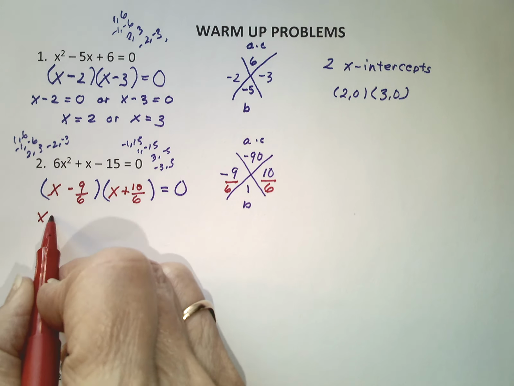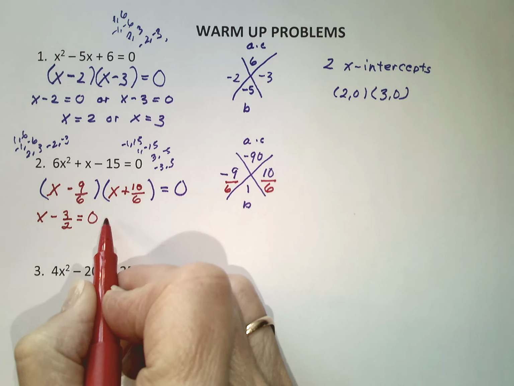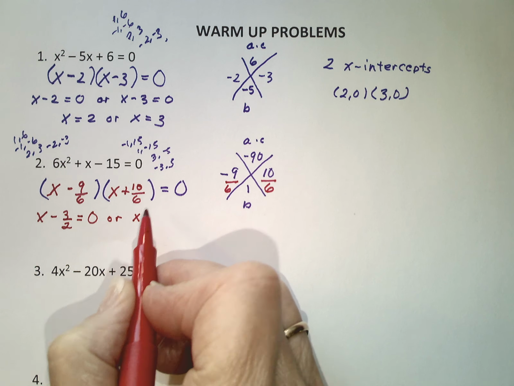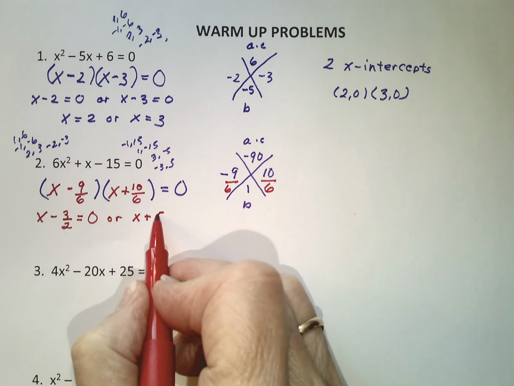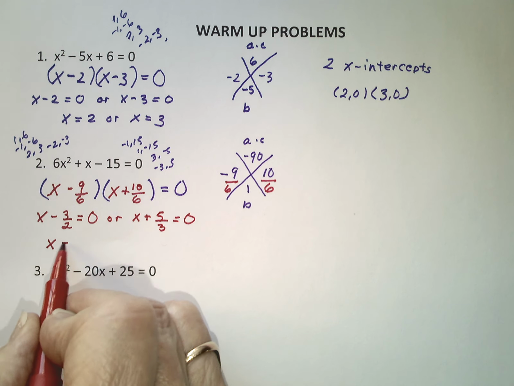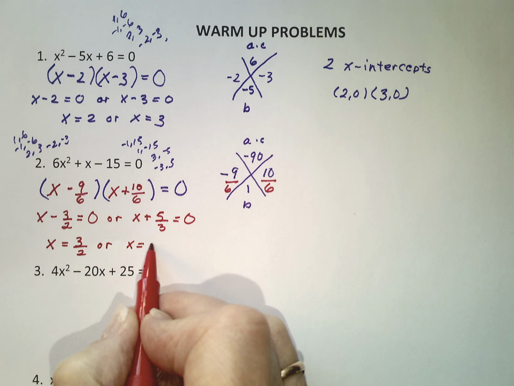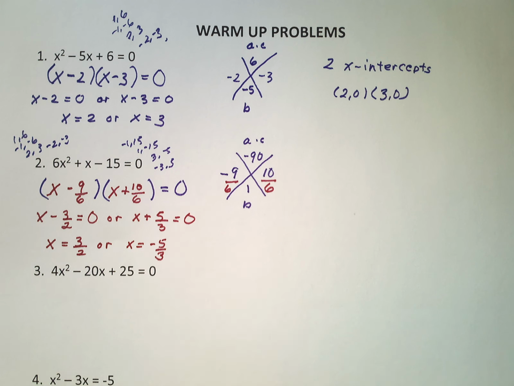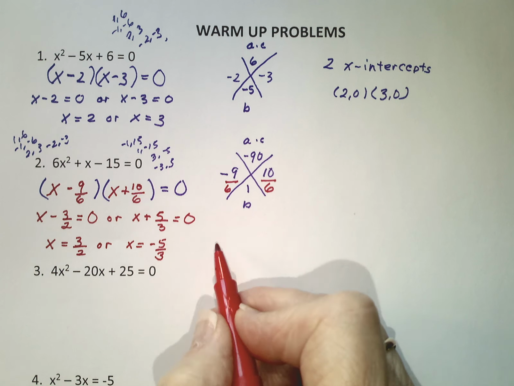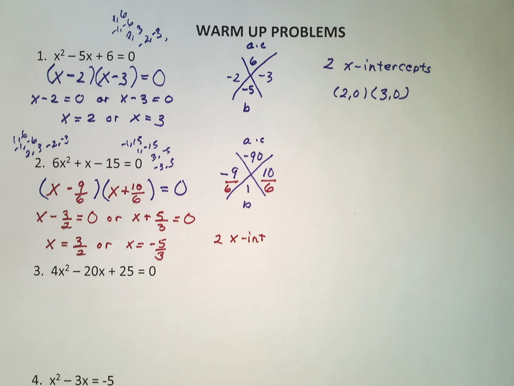So either x minus, and I'm going to reduce them, 3/2 equals 0, or x plus 5/3 equals 0. So either x equals 3/2 or x equals -5/3. We would have two x-intercepts.